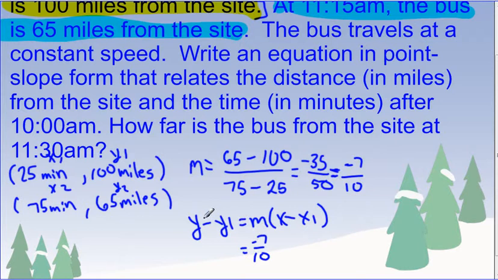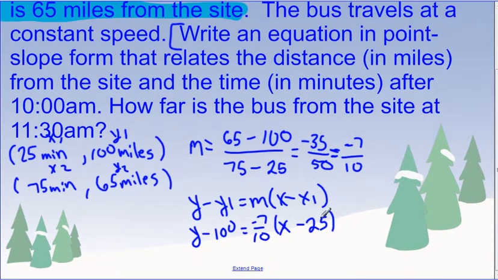Now, we need to figure out our point we're going to plug in. It does not matter which point you use, so pick the one that's easier for you. I like this 25 and 100, simply because I know I can do math with 25 and 100 pretty easily. So my y value is 100. The x value is 25. So we've now done this sentence here: write the equation in point-slope form of the line that relates the distance from the site and the time after 10 o'clock. So we did that.